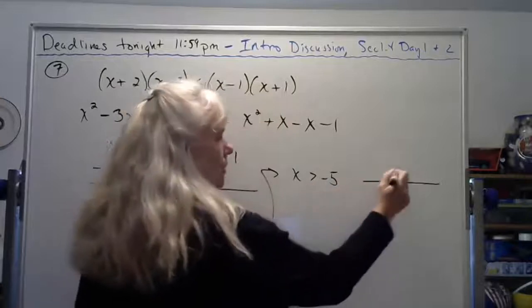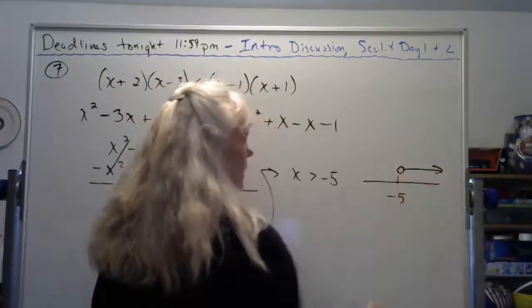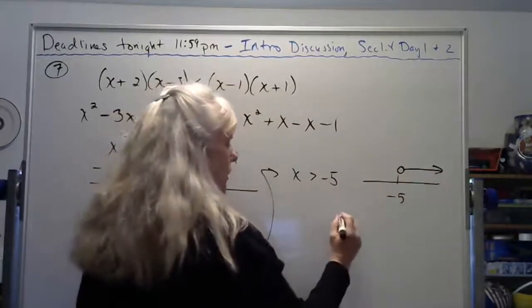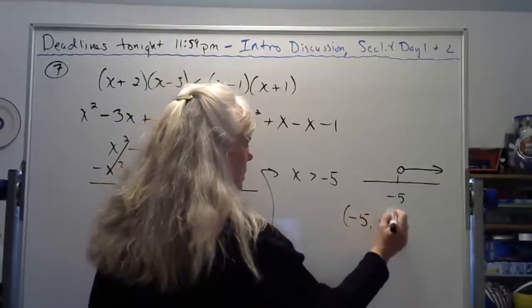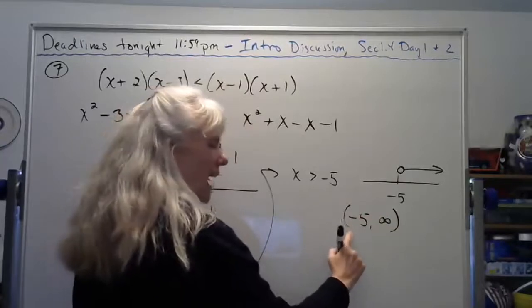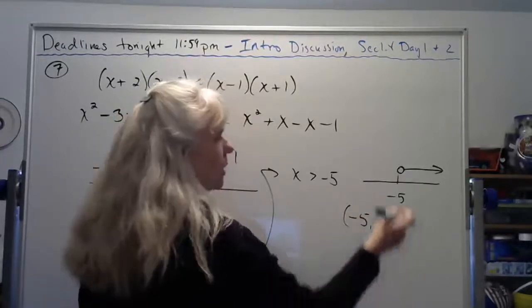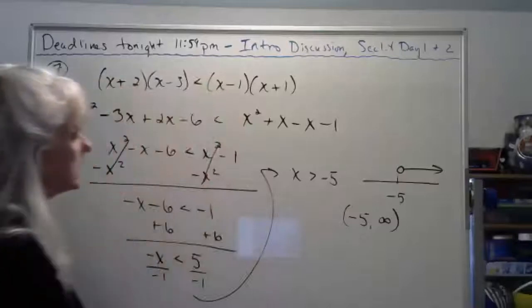So because of the inequality, we know we need an open circle. We're going off to the right because we need numbers that are bigger than that. So our final answer in interval notation is going to be negative 5 to infinity, parentheses on both ends. We're excluding or not including the negative 5 as part of our solution set.